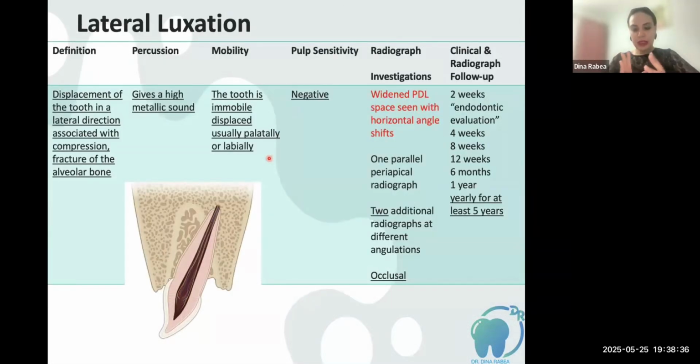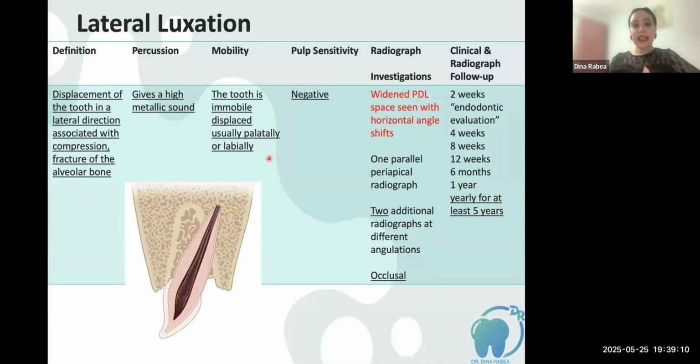So for extrusion, splint for 2 weeks. For lateral luxation, we mention that the tooth is displaced, but in a lateral direction, not the same direction as the long axis of the tooth. And most of the time, compression or fracture of the alveolar bone is accompanied, and that's why when we have to reposition and splint, we mention splinting for 4 weeks, not just 2, due to the alveolar affection that is most of the time happening with lateral luxations.